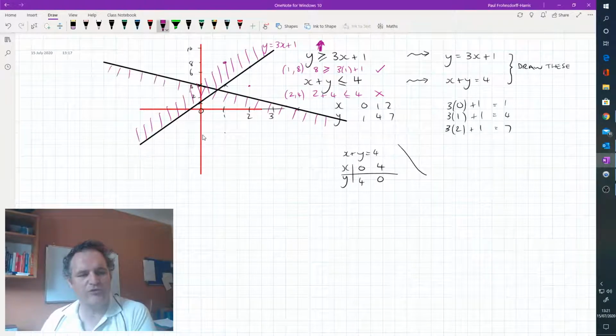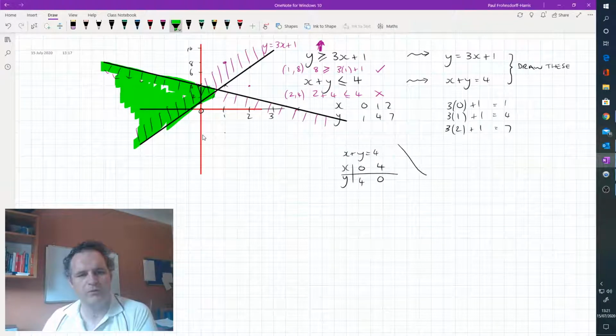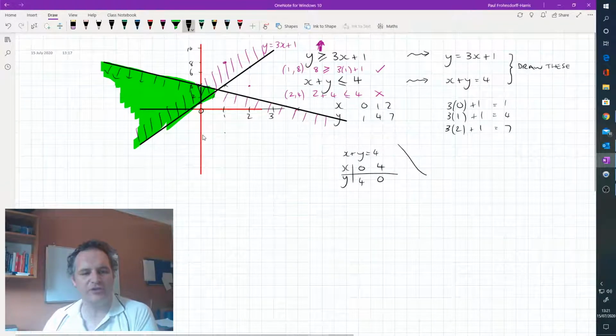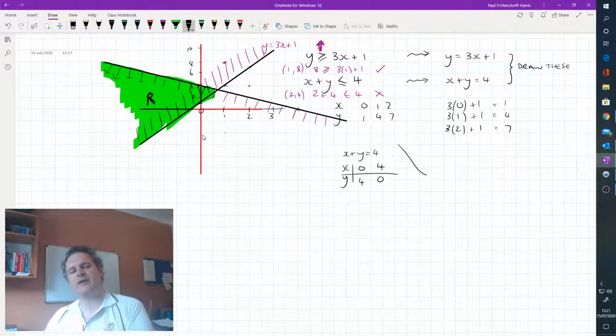And then once I've got that, I could turn all these into arrows to show where I want. I can now use a highlighter to show that I want there, in this little tiny gap, and there, and then everything in between. And sometimes your question will say, label it with a region R or something like that. So that's the region R indicated by those two things.